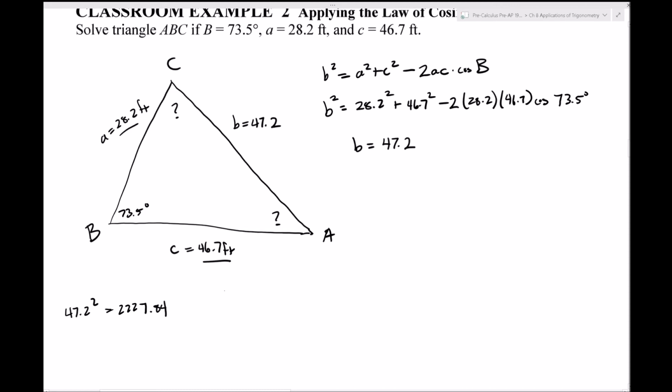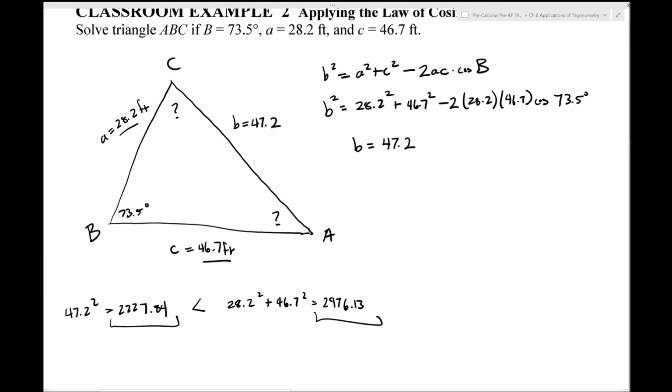2227.84. And then you take the other two, the smaller two, 28.2, square it, add it to the other one, 46.7, and square it. So 28.2 squared plus 46.7 squared. And we get 2976.13. If you add both of those quantities together, then you compare these two. So this one compared with this one. So then what I'm going to do from left to right, this one's smaller.